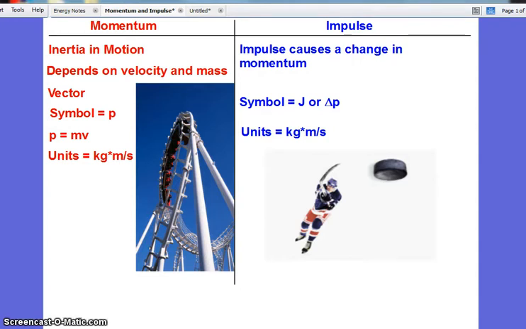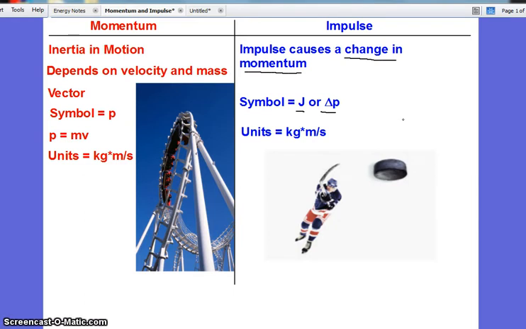Impulse, on the other hand, causes a change in momentum. Just like a force causes a change in velocity, causes an acceleration. The symbol for impulse could be one of two things. You could write it as a letter J, and I've never seen a reason why it's a letter J, or it could be delta P. I've seen it both ways, either J or delta P for impulse. We will use delta P because it helps us understand it is the change in momentum. So it helps us remember what impulse actually is.